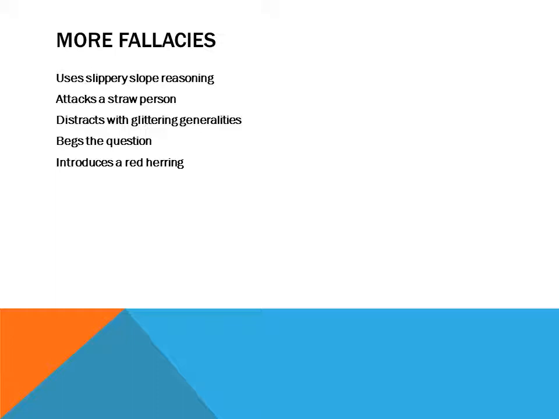Glittering generalities distract us by use of vague, emotionally appealing virtue words that dispose us to approve something without closely examining the reasons. The Northern Speech ad was a good example of this. Some of the words used were words like bestsellers and highly effective, and these words appeal to our sense of wanting the best for our clients.